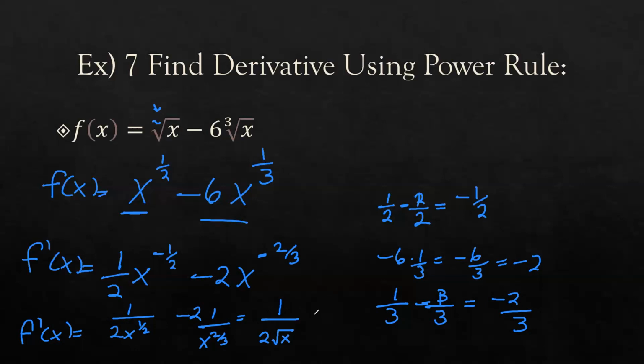And then it's going to be minus 2 over, how do I write x to the 2/3 as a radical? That can be expressed as the cube root of x squared. Okay. Yes, so this would be your final answer.